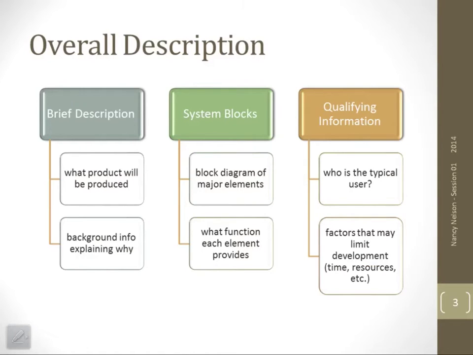The overall description has three main parts. First, it has a brief description of the software. So here we're going to tell what product will be produced, and we're going to give a little bit of background about why we're writing this code. So usually it's quite easy to say what it is we're going to write. Sometimes it's a little more difficult to explain why.